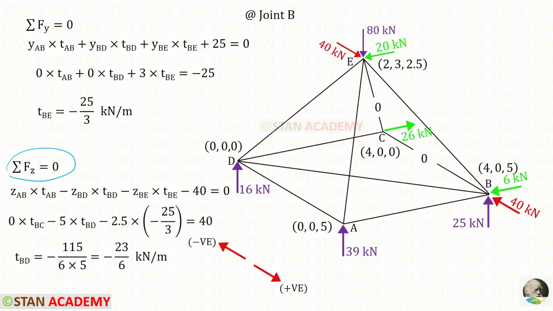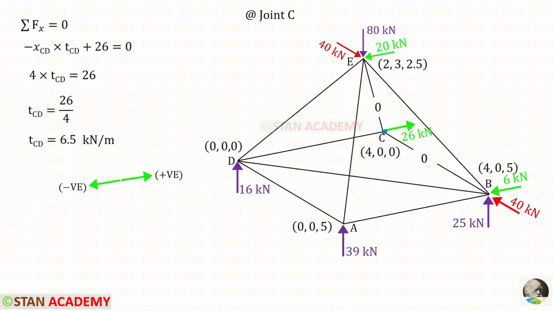Now let us apply this rule. For AB, there is no distance in the z direction, so this term will be 0. At B, in the z direction, we have a reaction 40 kilonewton. It should be applied as negative. Along the joint B, we can draw a reference line. Both of the members BD and BE are in the negative side, so both of these should be applied as negative. Then we have to apply the distances. We can apply the value of TBE. For TBD, we will get minus 23 upon 6 kilonewton per meter.